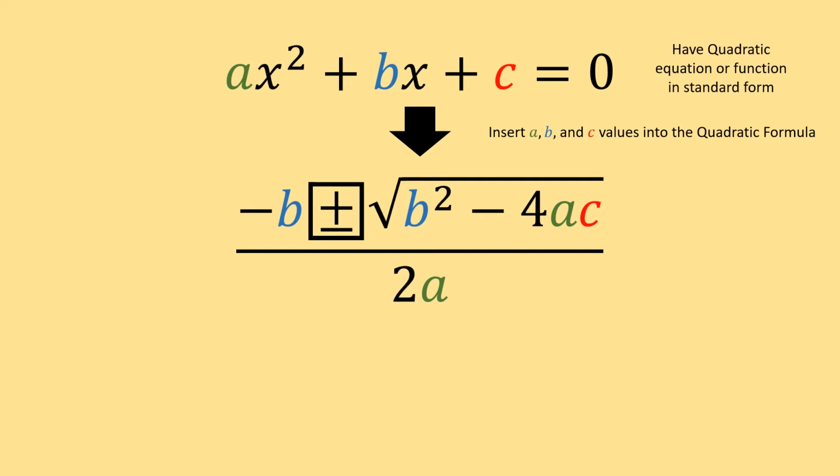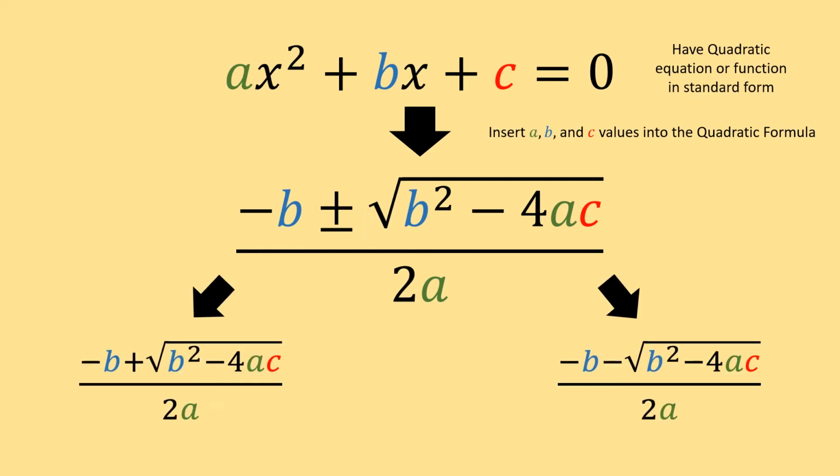That means that once you place your a, b, and c values into the quadratic formula, there's going to be two different values we get as an output. We're going to get one value when we let the plus minus sign be plus, and we're going to get another value when we let the plus minus sign be minus. So let's look at an example.